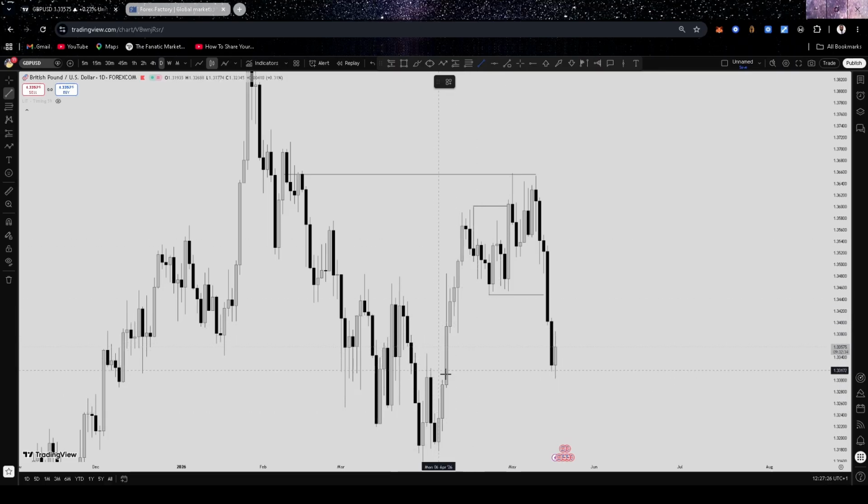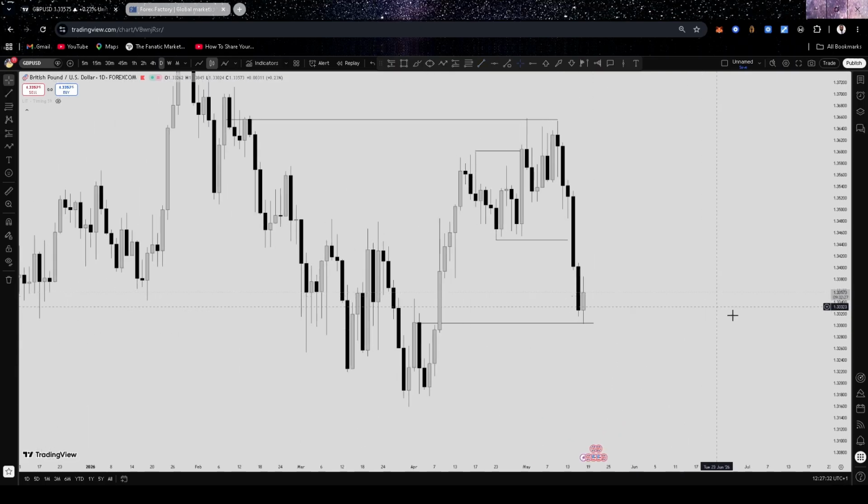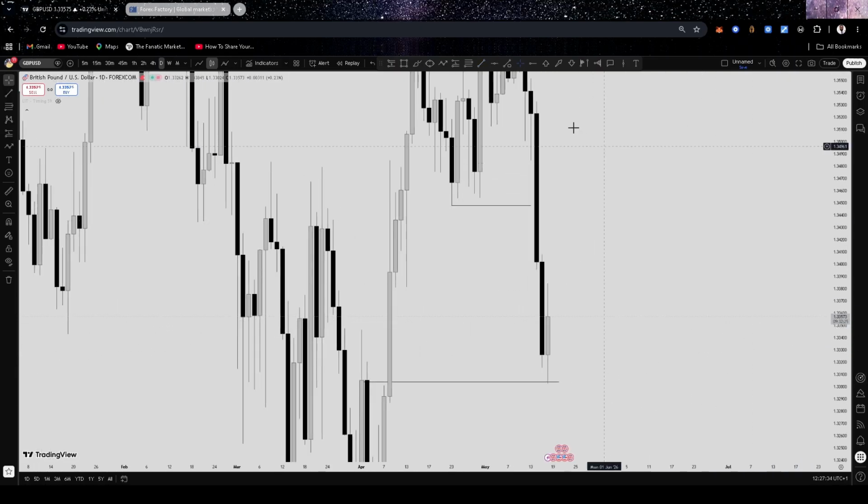Why? Because this is a fair value gap. This is a fair value gap, and this is a key level which price is currently rejecting from. And also we have what we call a CRT. This is a CRT which I use also for my buyers. I use rejection and CRT.